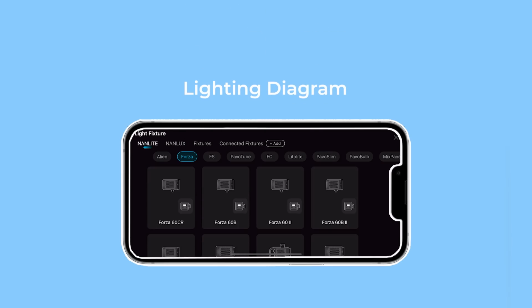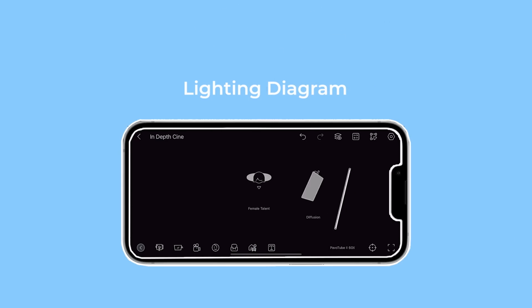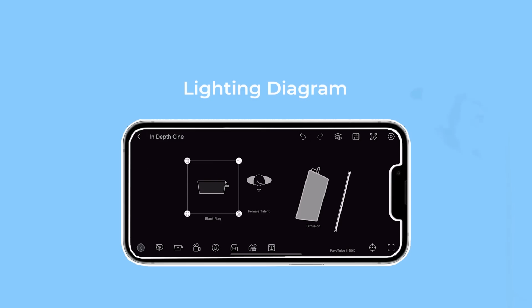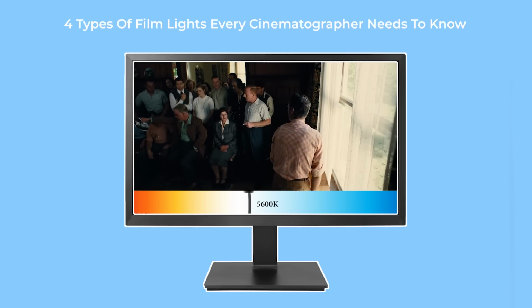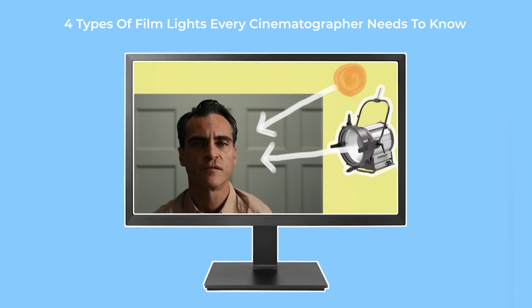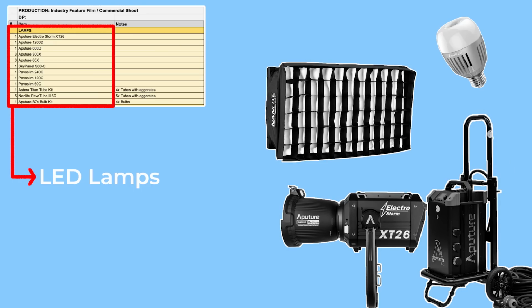After this recce, it may be useful to create a lighting diagram to plan exactly what lights you'll use and where they'll go. There are a few free apps that you can use to do this, such as the Sidus Link or NanLink app. If you want more info on choosing different lights, I've made a previous video that breaks this down.